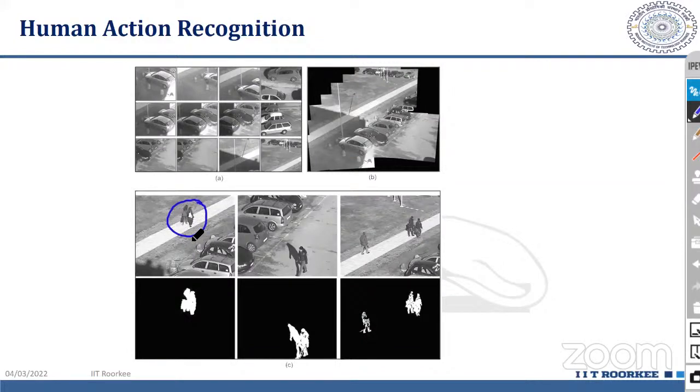If I focus on this particular pixel, it may have the values alpha, beta, gamma. It's like an RGB image, without loss of generality. If it is a gray level image, only one alpha is there, as you know. So this is in the jth frame.